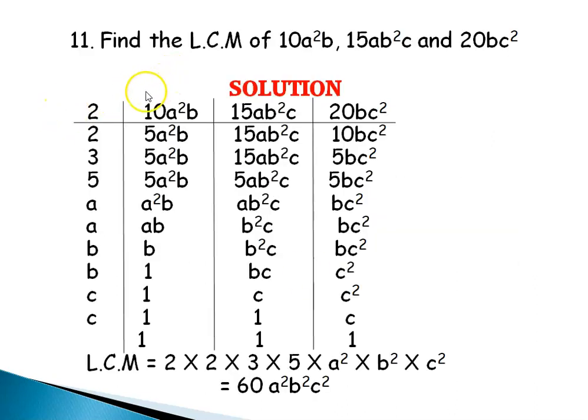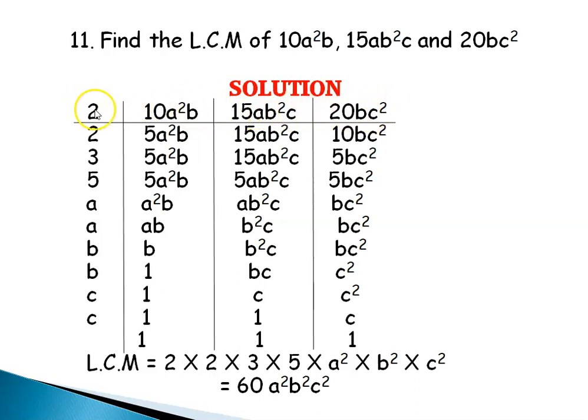Question 11. Remember I said we can solve our LCM in different ways. This is another method of solving LCM. Find the LCM of 10a squared b, 15ab squared c, and 20bc squared. So I can put them in tabular form: 10a squared b will be here, 15ab squared c will be here, 20bc squared will be here.